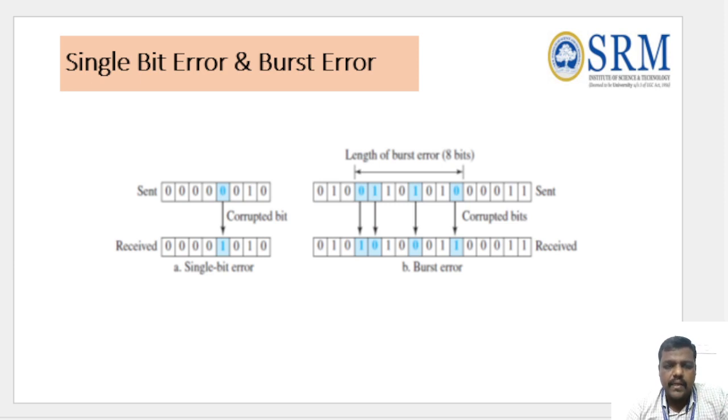Then the right hand side figure represents a burst error, where two or more bits of data have been changed. For example, here first the 0 is changed to 1 and 1 is changed to 0. Again in the upcoming bits, 1 is changed to 0 and 0 is changed to 1. So almost 4 bits have changed, either 1 to 0 or 0 to 1. More than two bits of data have been changed, so we call this a burst error.